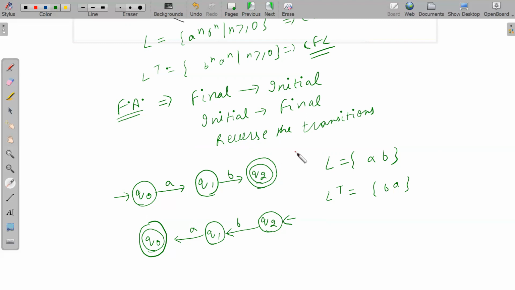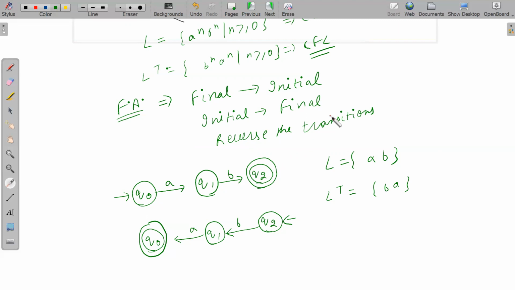Given language regular. If the given language is regular, then we should have a finite automata accepting it. I have already told you, I can say a language is regular in two conditions. First is we should be able to design FA for it, or you should be able to write regular grammar for it. Okay, and the next topic will be regular expression.